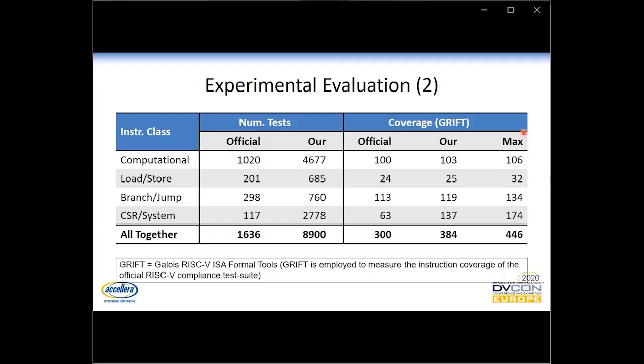And here is the theoretical maximum number, which can be derived on this Haskell model. And basically what you get now with our approach is, if you now divide 384 by 446, you see that we have a coverage of 87% versus 67% resulting from the official compliance suite.